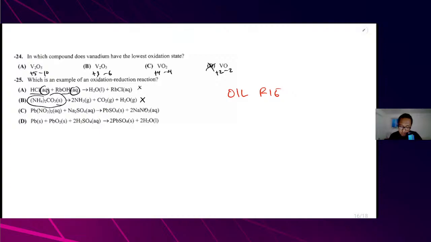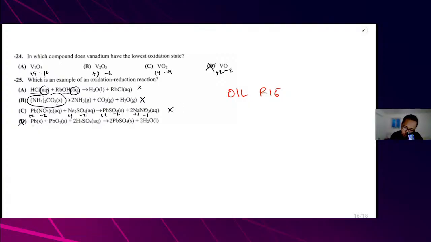Pb(NO3)2 and Na2SO4, aqueous. Let me check it first. This one is -2, this one also -2. This one is +1, this one also +1. This one -1, this one +2, this one +2, this is -2. So there is no redox reaction. So it will be D.